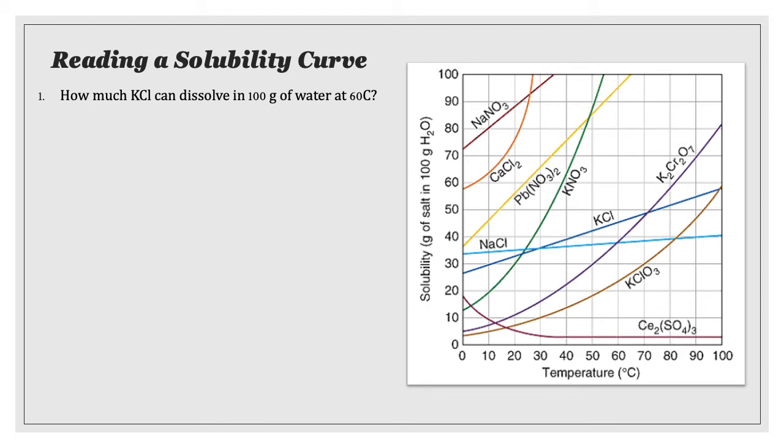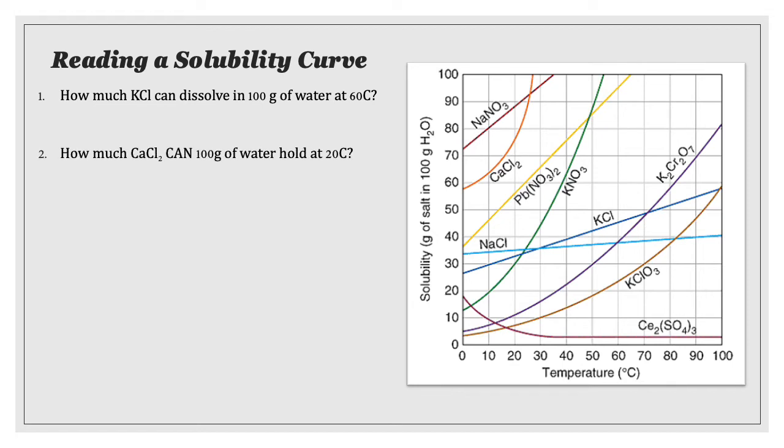So I'm going to go down and find 60 degrees Celsius, and then I'm going to follow that line straight up until I touch the line for potassium chloride. If I look right across, that's about 45 grams. So it's safe to say that I could dissolve about 45 grams of potassium chloride in 100 grams of water at 60 degrees Celsius. So the answer there is 45. And I'm sorry, I can't annotate on PowerPoint with the Mac, so go ahead and write that in your notes if you're following along.